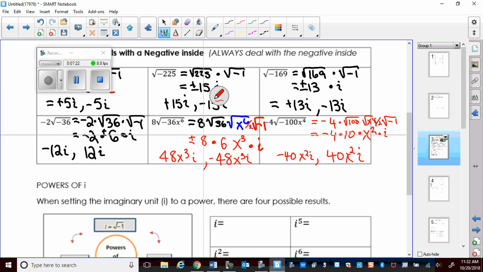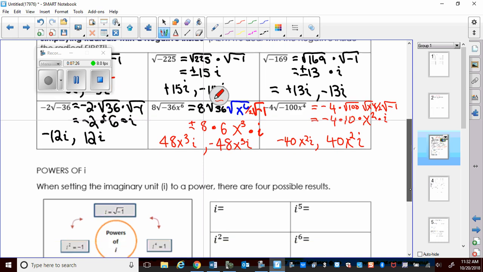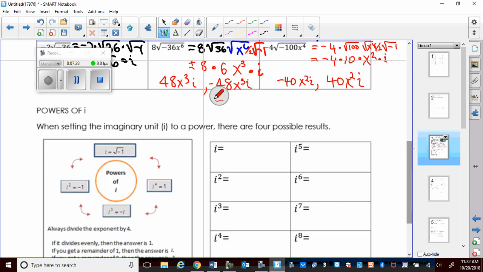All right? Now, how do imaginary units work? Well, in general, we know that i equals the square root of negative 1. And there's a cycle. When we're setting the imaginary unit to a power, there are 4 possible results. Not a vicious cycle, a nice cycle, which makes it easier to do things and manipulate things with.